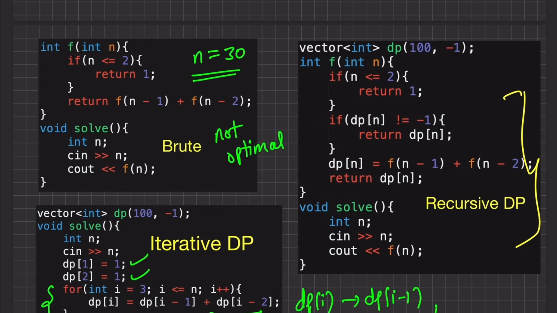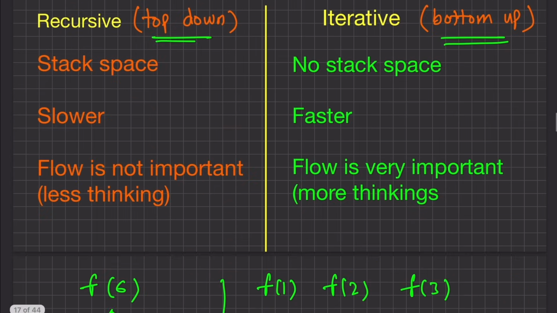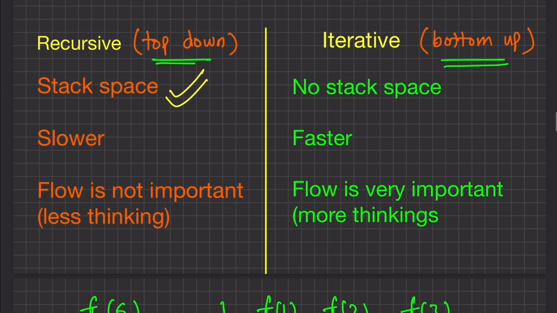To find out f of 5, you need f of 4 and f of 3. So essentially the stack builds up. So there is a stack space which is handled, right? And which also accounts for a higher runtime. Okay. So recursive codes are generally slower. So it requires a stack space and it is generally slower.